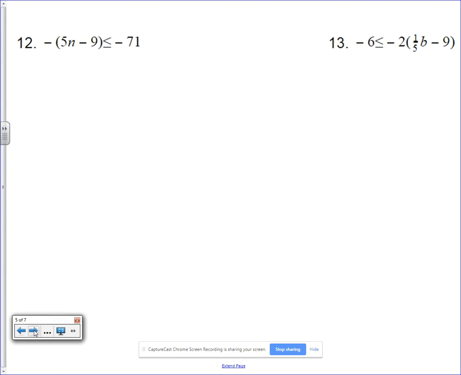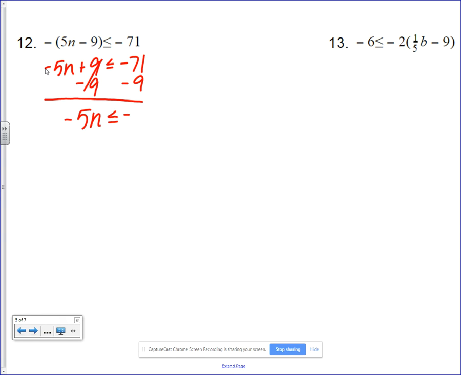Number 12, first thing I'm going to do is distribute. Now we're ready to isolate. Looks something like that. Divide. Notice I divided by a negative. So I flipped my symbol over. The variable does come first, so I'll put that closed dot on there. Greater than means we're going to shade to the right.